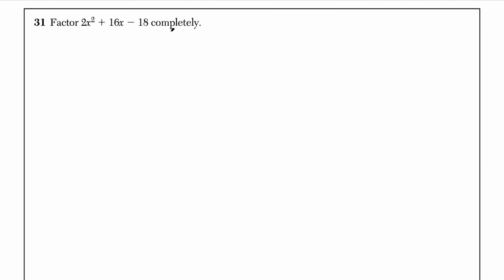Question 31, we have to factor this expression completely. And the first thing that jumps out at me is that each of these terms are divisible by 2. So why not factor out a 2 first? This is our greatest common factor.